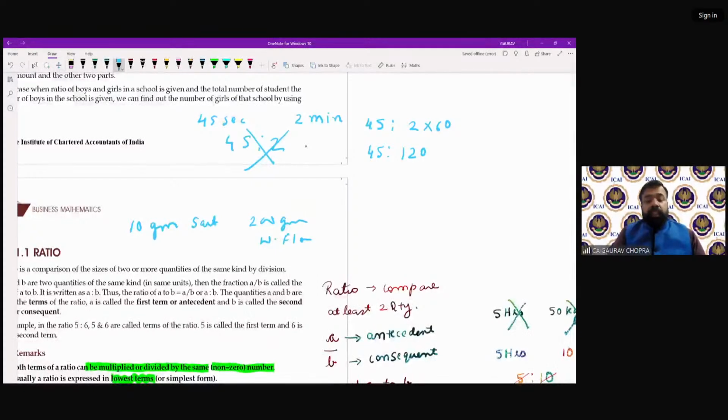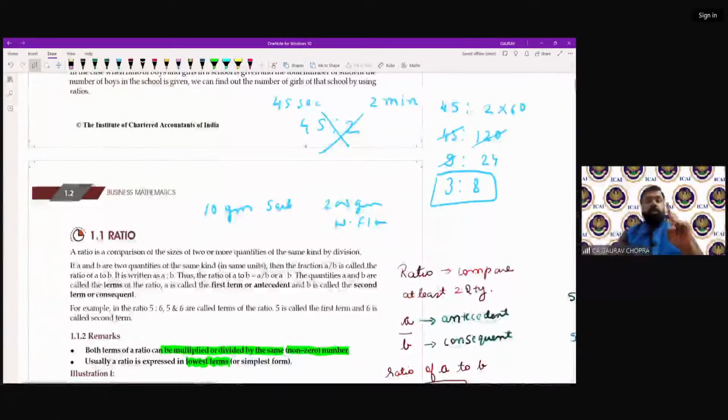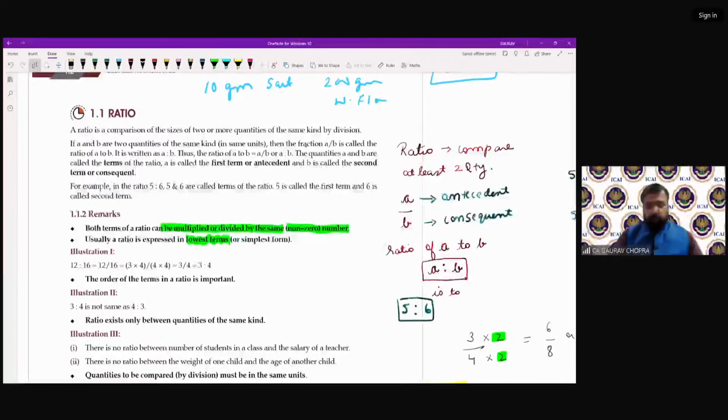Now we can do some cancellation and get the required result. We can cancel with the help of 5, so we are getting 9 ratio 24. Further, we can again cancel with the help of 3, and we get 3 ratio 8. So this is the required result. One of the most important things is that the unit must be the same. The first term is known as the antecedent and the second one is the consequent. All right.